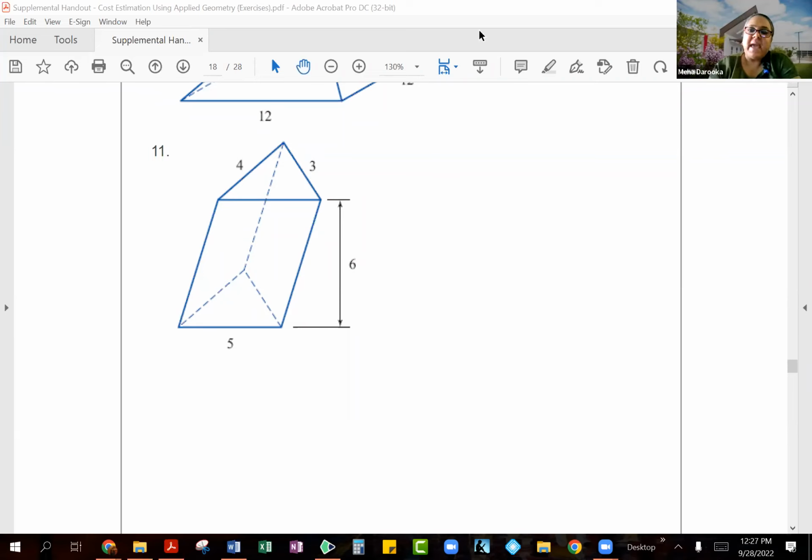And then that should be the end of this geometry part of cost estimation that we need to be working on. And then we will be moving on to the next part of financial math, which will be our simple interest, compound interest, savings, loans, and those types of examples.